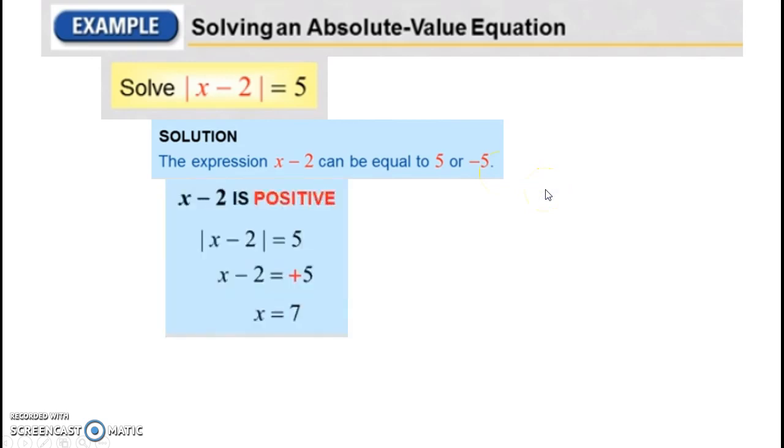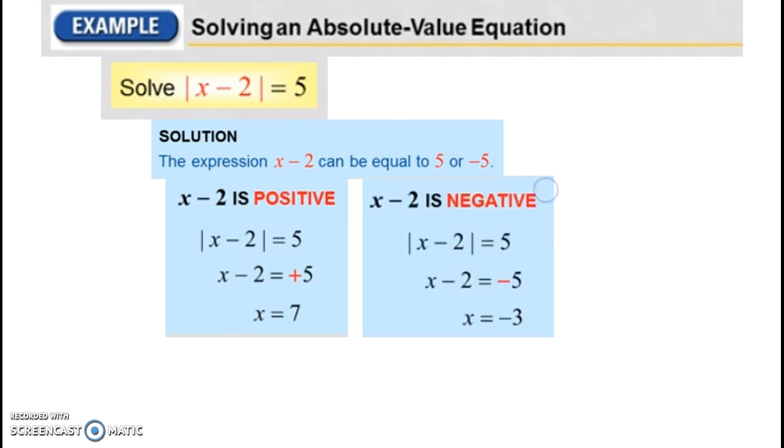So let's take the first part. When x minus 2 is positive, we're going to set x minus 2 equal to positive 5. And when we do that, we add 2 to both sides, and so x is equal to 7. So when the inside of the bars is positive 5, then x is equal to 7. We're also going to look at what happens when x minus 2 is negative. So x minus 2 is equal to negative 5. We add 2 to both sides, and that gives us negative 3.